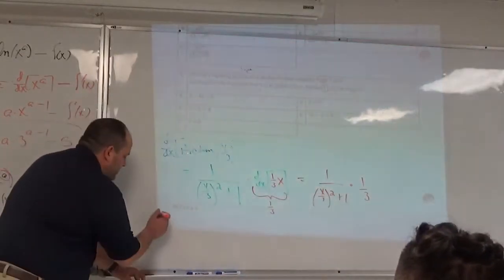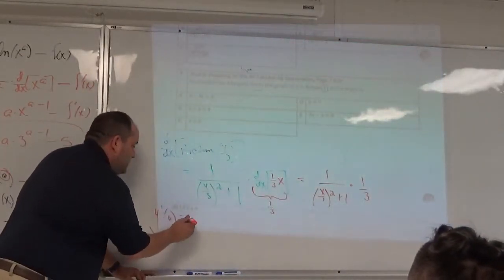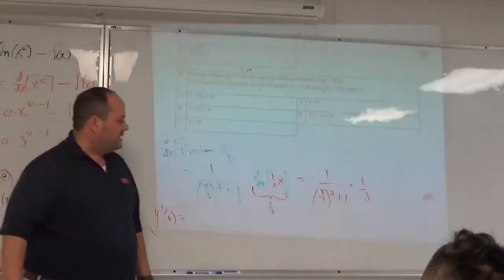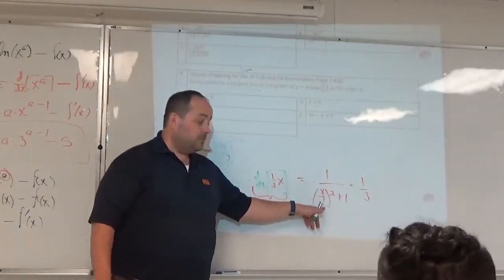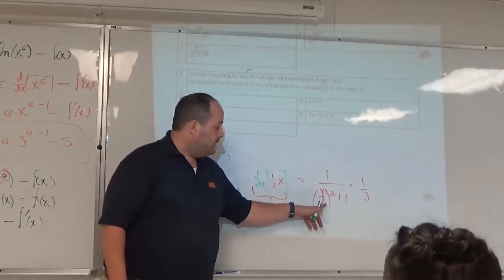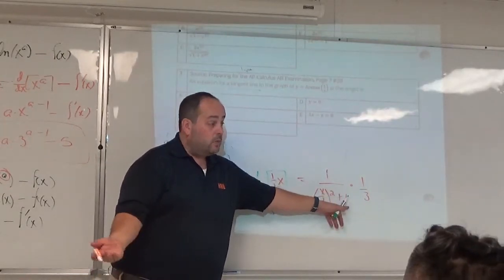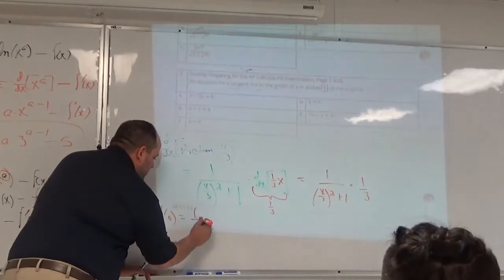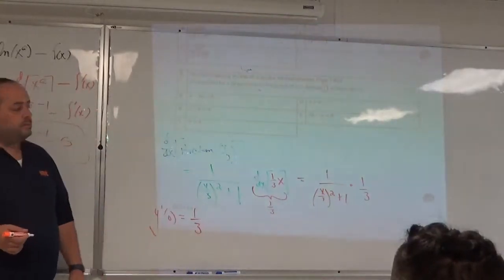We found the derivative. You need to know what's the derivative if you plug in 0. So plug in 0. 1 over, well, 0 divided by 3, 0. 0 squared is 0 plus 1 is 1. So I think our slope is 1/3.